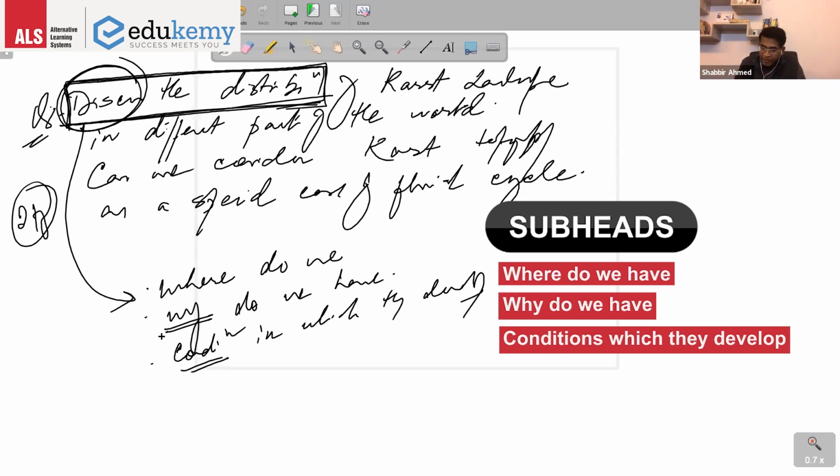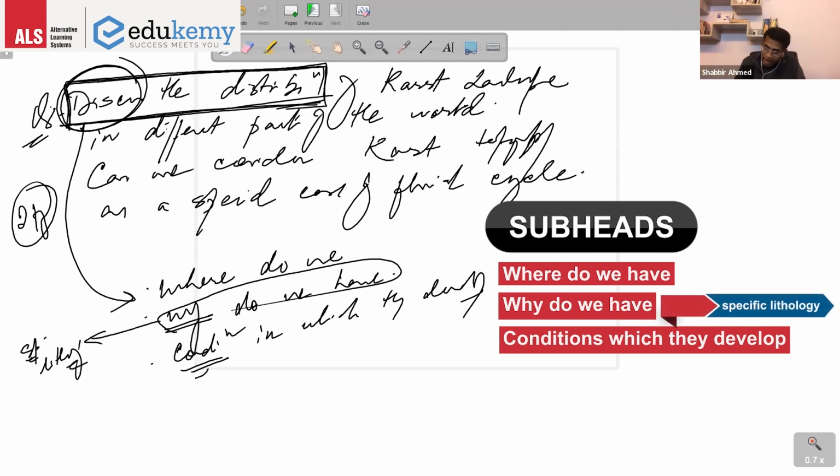Okay, so I will differentiate, because why do we have them there? This I might talk in terms of maybe the specific lithology, and conditions I will talk about factors other than lithology. I need to have one or two points, no? Yeah, I'm creating these points, understand this. These subheads is what I'm creating. If I do not have at least two or three subheads, the subheads make no sense.